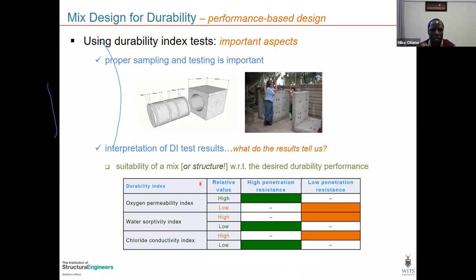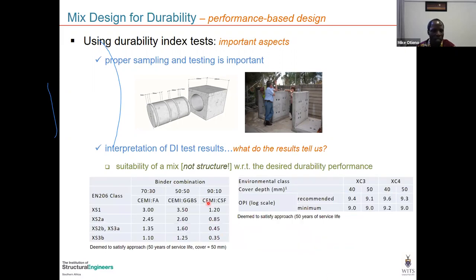So these are just how the results are interpreted: oxygen permeability, water sorptivity, and chloride conductivity. I won't go too much into the interpretation, I'll just show some examples here. In this case, for example, this is the chloride conductivity index. And you see here for the different exposure classes in terms of aggressivity, you have the different types of binders. As I already indicated, the chloride conductivity index is quite sensitive to the type of cement.